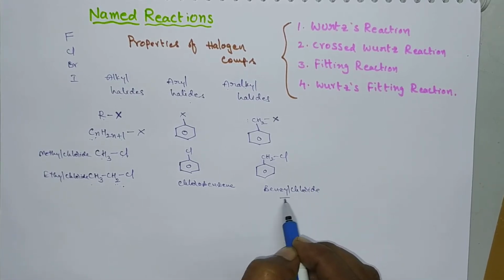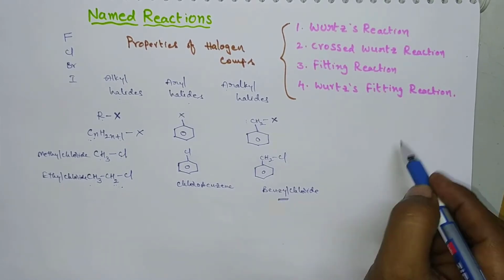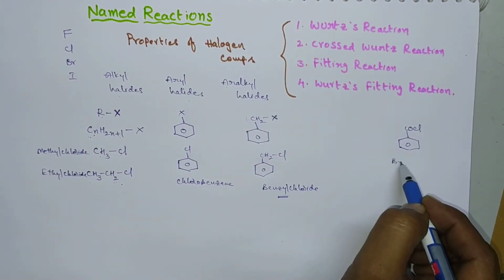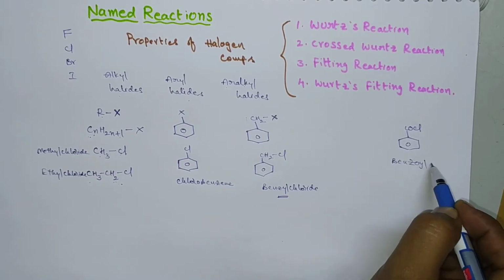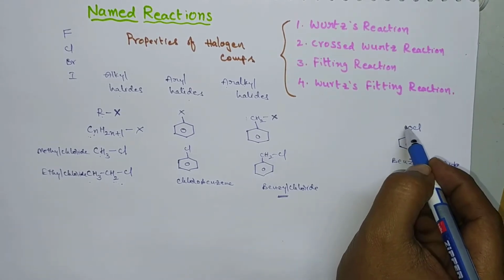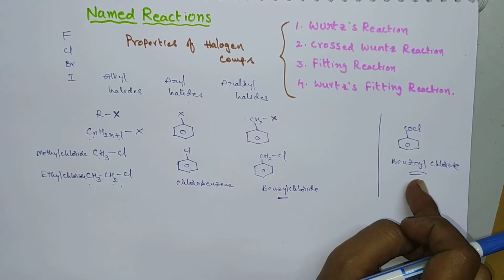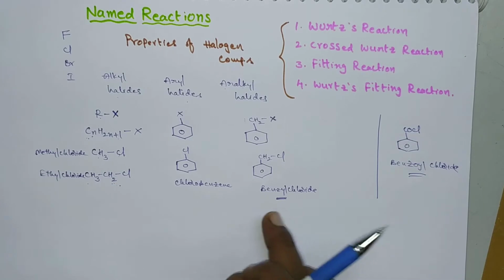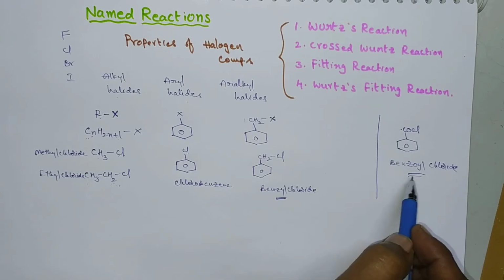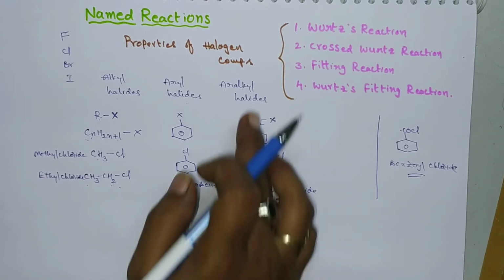Benzyl chloride, you have to remember this. If benzene has a COCl group, then it is called benzoyl chloride. This is benzoyl chloride and this is benzyl chloride, and you have to distinguish between these two. Benzoyl chloride is an acid chloride, not an aralkyl halide, whereas benzyl chloride is the aralkyl halide. Clear? So these are the different types of halogen compounds: alkyl halides, aryl halides and aralkyl halides.